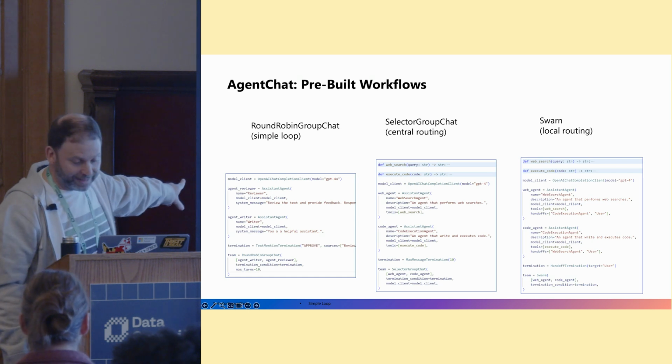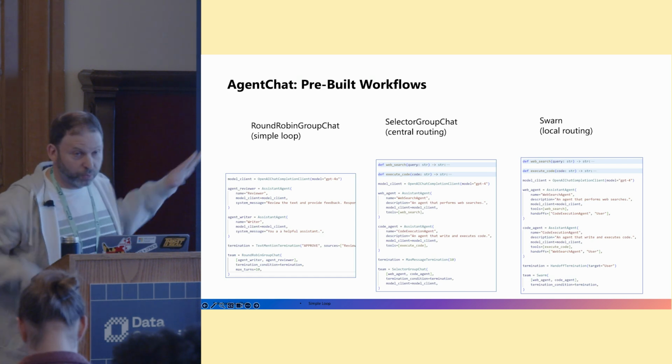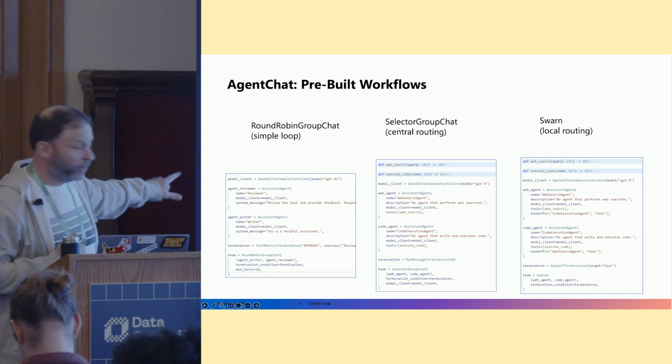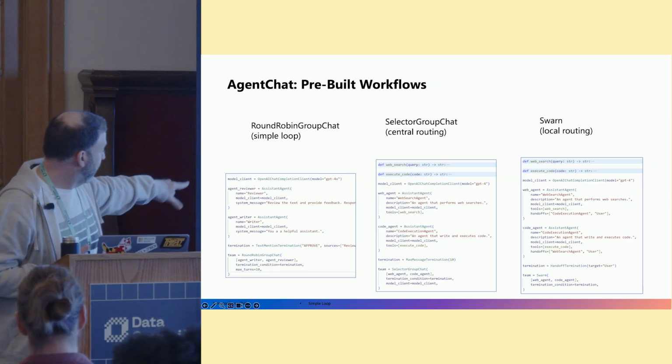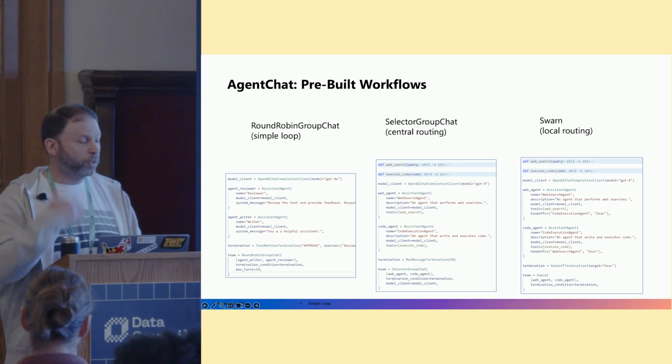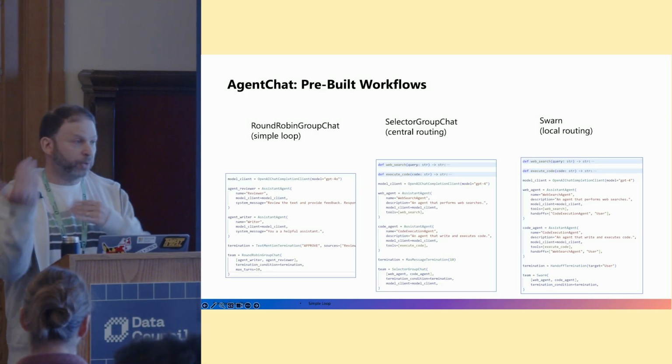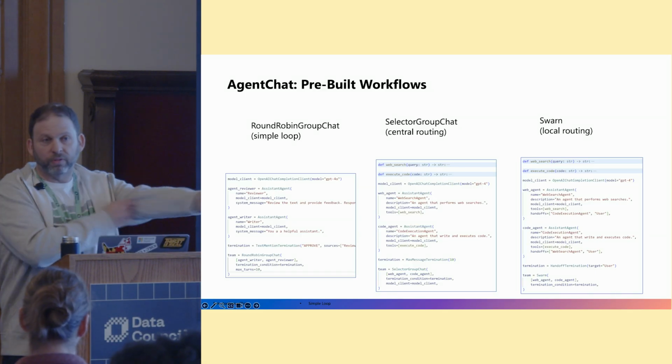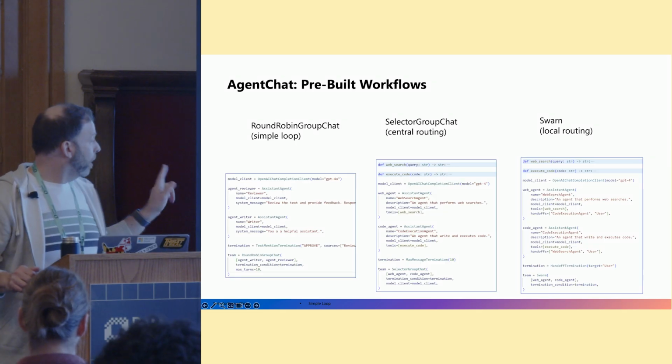But then down here, the team, the multi-agent team, which is really what you care about, is this round-robin group chat. And you do agent writer, agent reviewer. You can specify a termination condition, whether it's over a set number of loops or when it reaches some sort of, like any sort of loop that you would program.